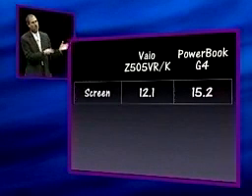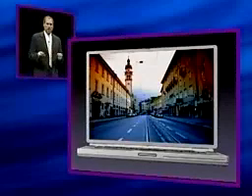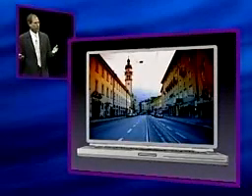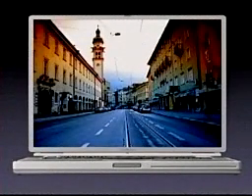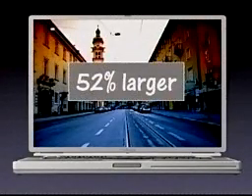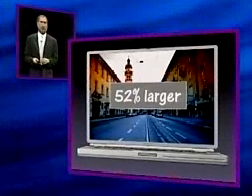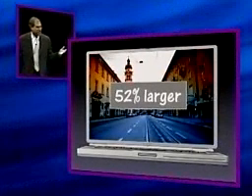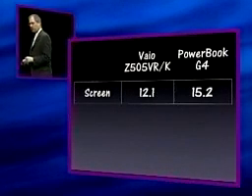Well, they have a 12-inch screen. We have a 15.2-inch screen. So if you take the PowerBook screen and you say, how small is the Vaio? It's that small, right? That's the PowerBook. That's the Vaio, right? The PowerBook screen is 52% larger than the Vaio screen in display area. 52% larger. So 12.1 to 15.2.